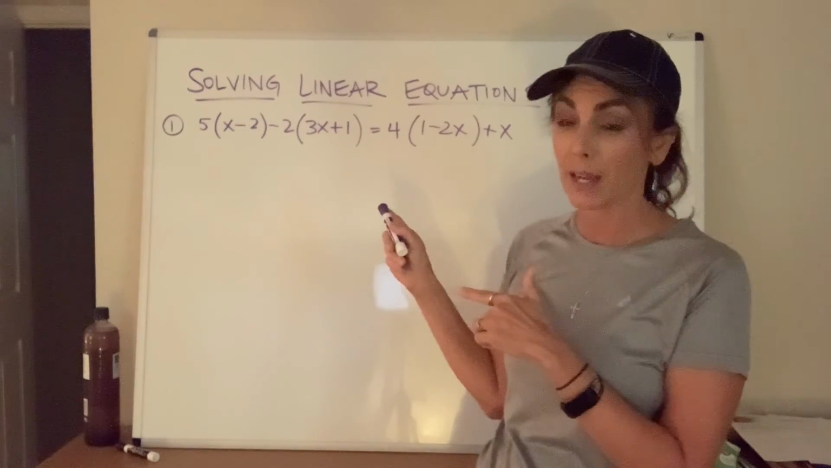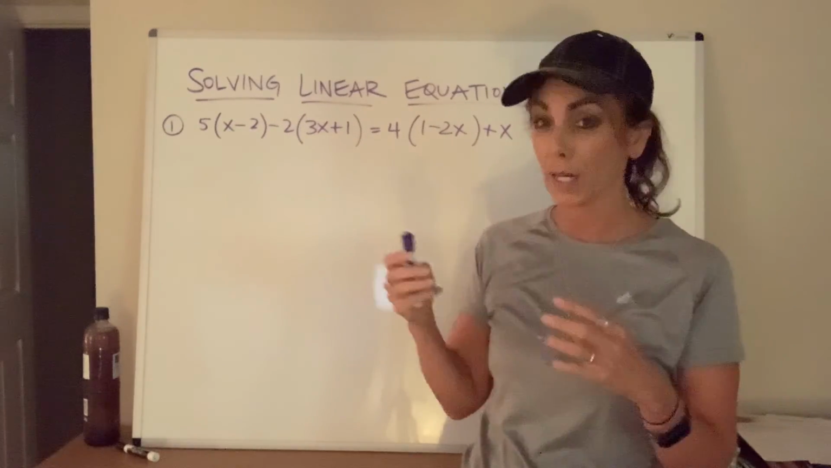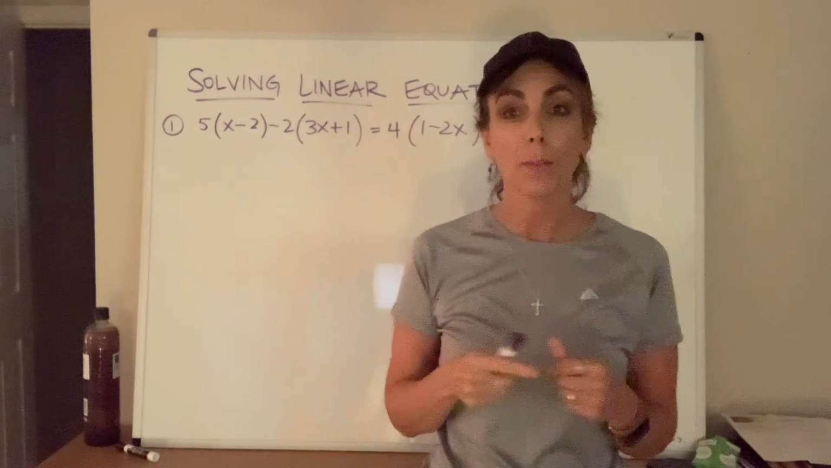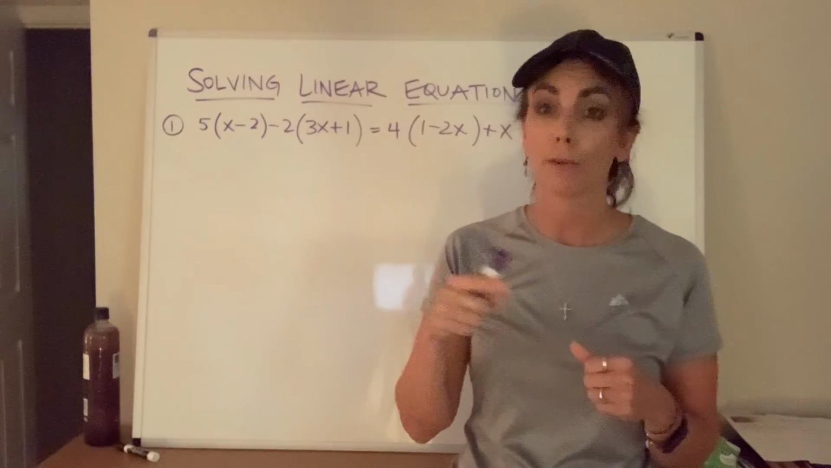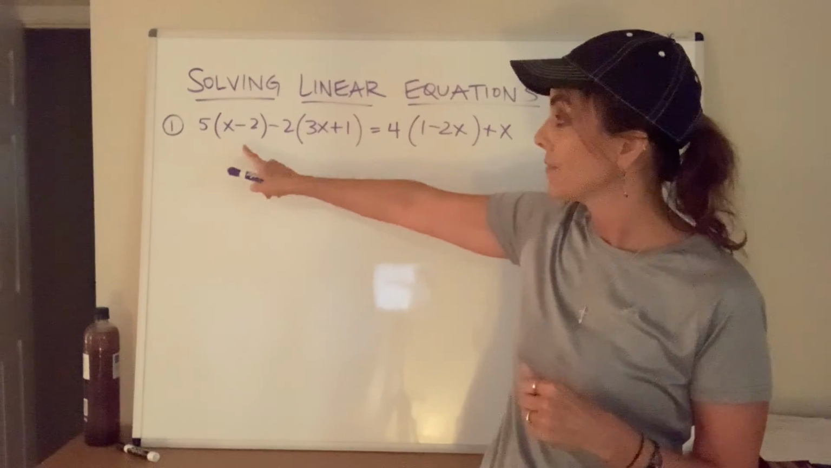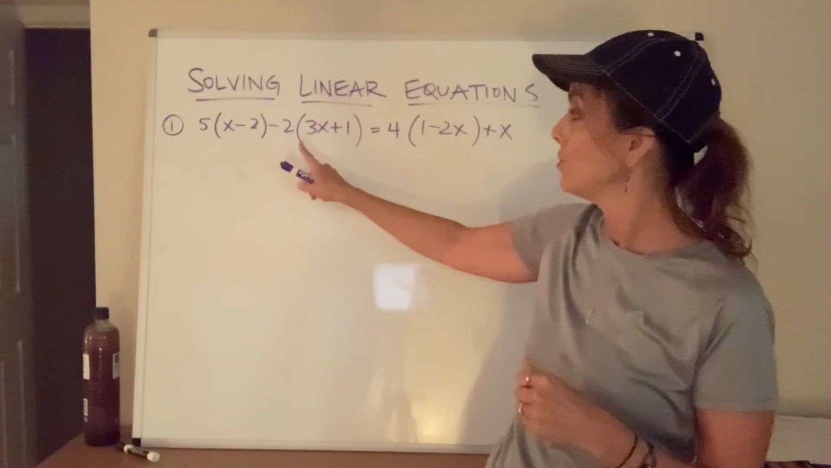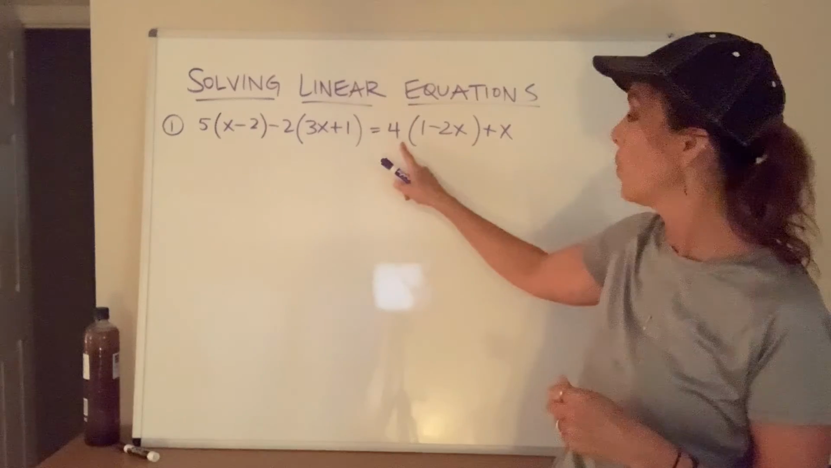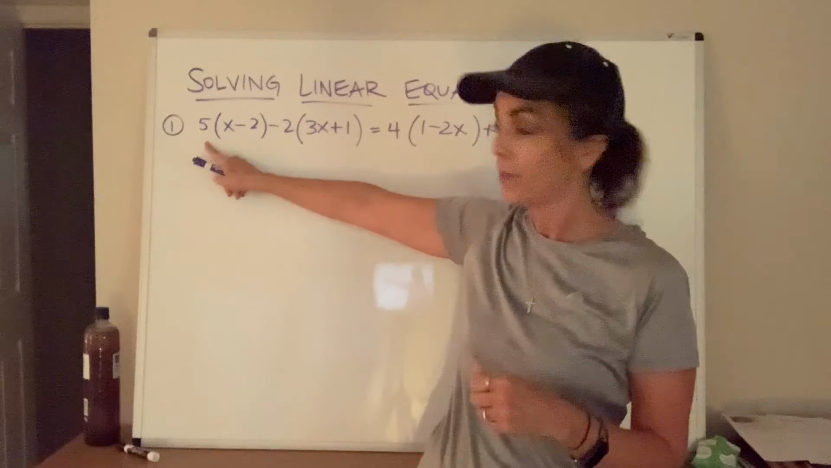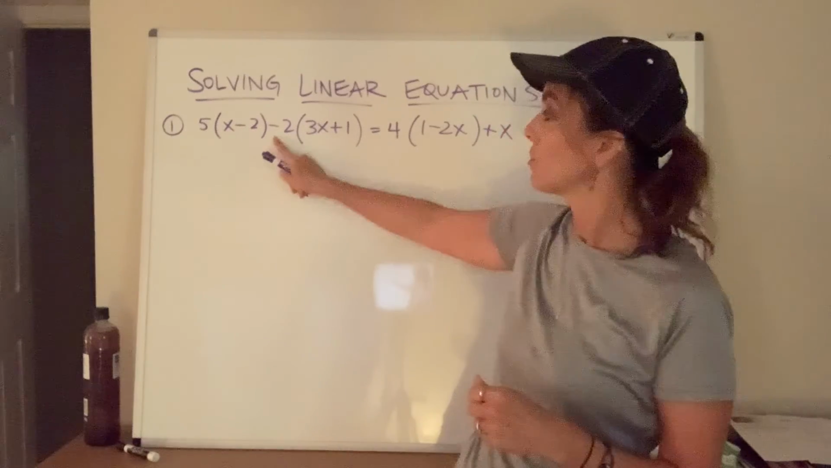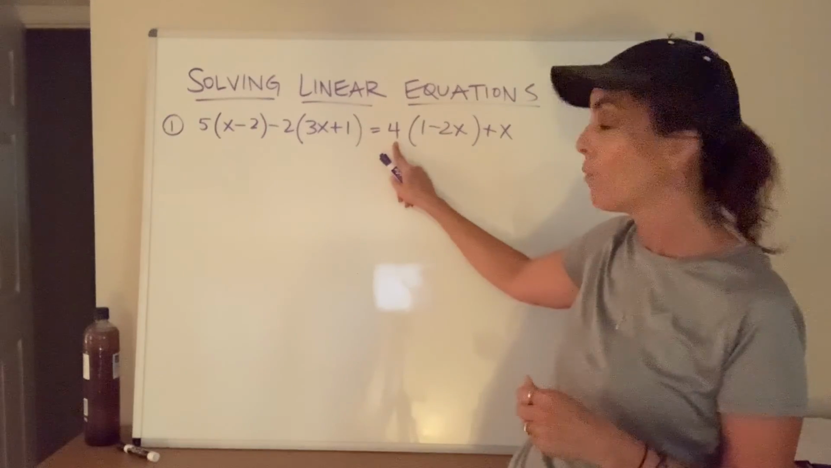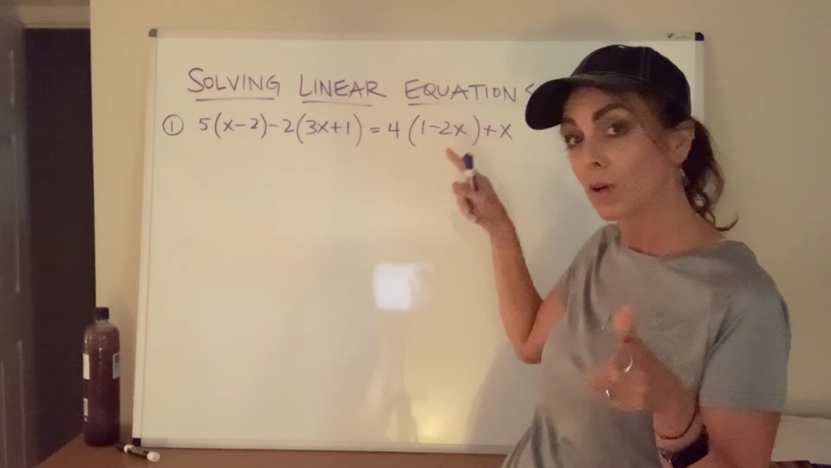In this particular case, there's an awful lot going on, so we're going to clean it up before we start moving things around. Let's get rid of all our parentheses by distributing anything through that can be distributed through. So 5 times x minus 2 times 3x plus 1 is equal to 4 times 1 minus 2x plus x. We can distribute the 5 to both these terms, the negative 2 to both these terms, and the 4 to both these terms.